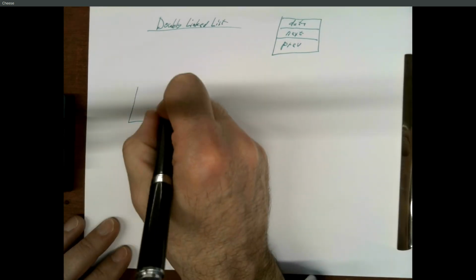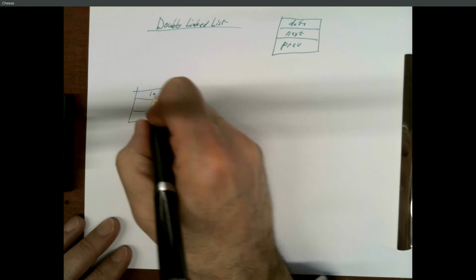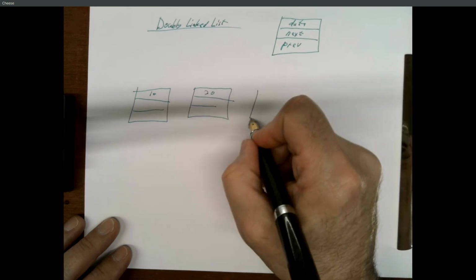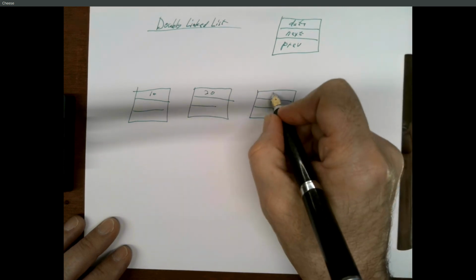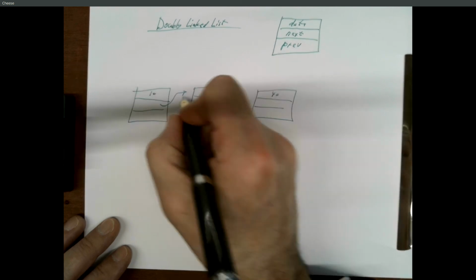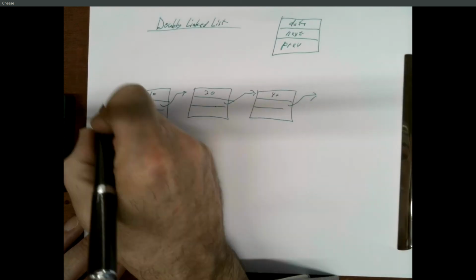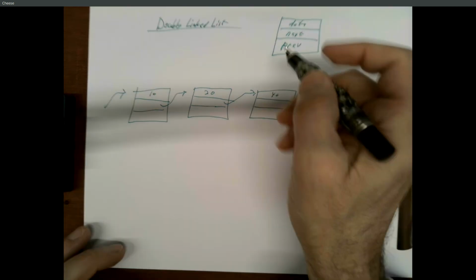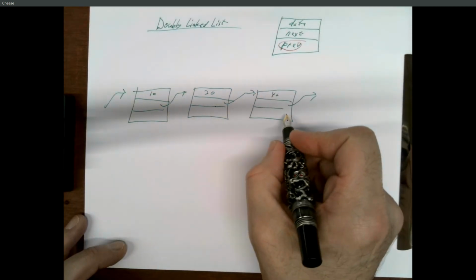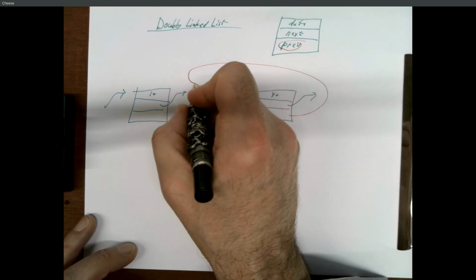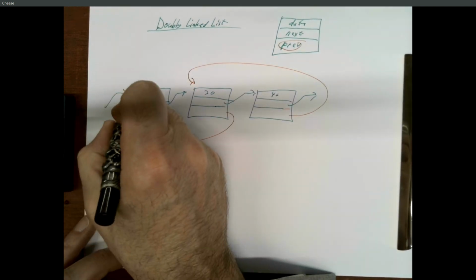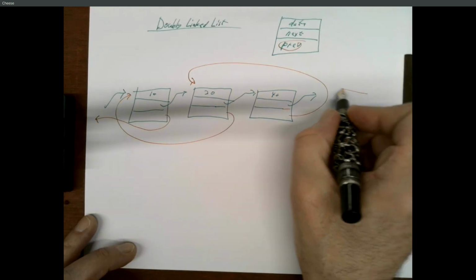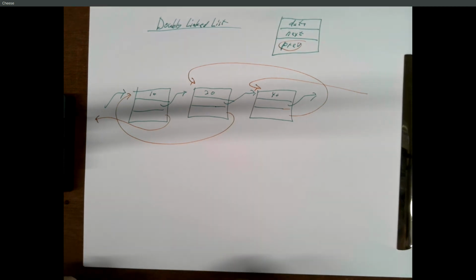And so our list might look like this. Here's a 10. Here's a 20. Here's a 40. And the next fields point through like that. But then we have these previous fields which point backwards. So this previous points back there, this previous points back there, this previous points to the node before it, and some other node after the 40 is pointing back to the 40.